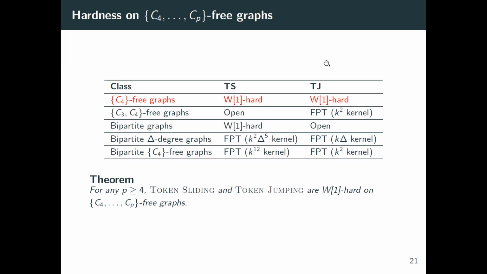But what we're going to prove is actually a stronger theorem. If you take any p greater than or equal to 4, then both problems are W1 hard on C4, C5, up to CP free graphs, which implies, of course, C4 free graphs. You can exclude any cycles from C4 up to CP for constant P, and the problems will remain W1 hard.